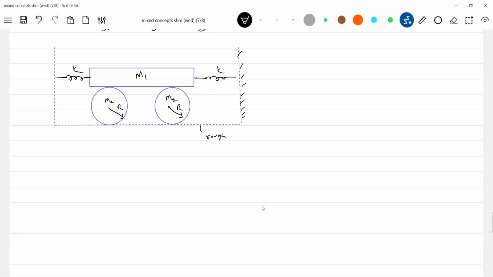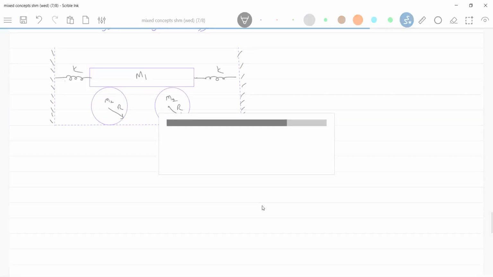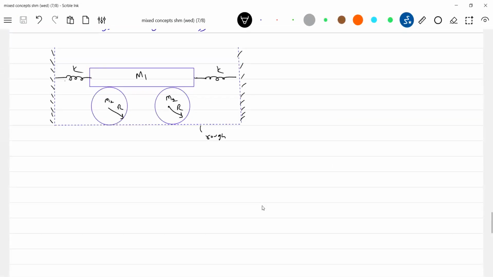Pure rolling. All surfaces are rough and the friction is sufficient for pure rolling. We have to find out the time period of oscillation of this system.